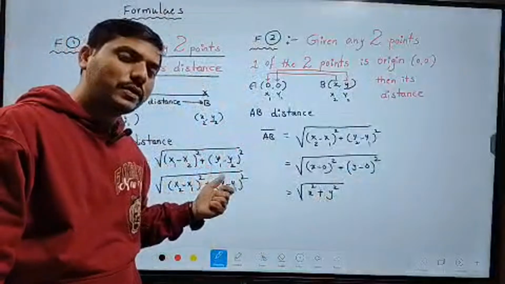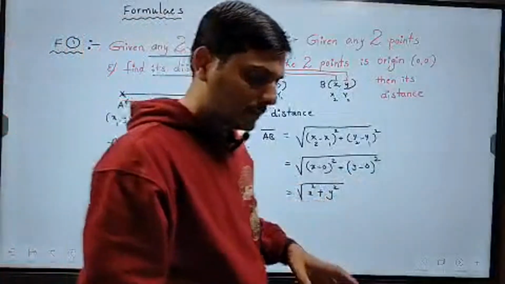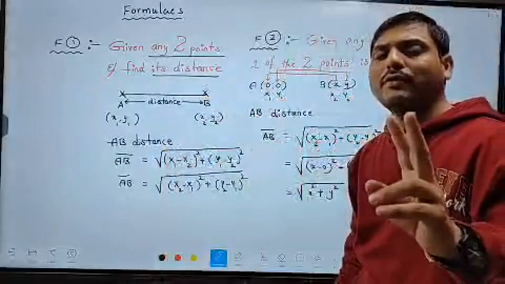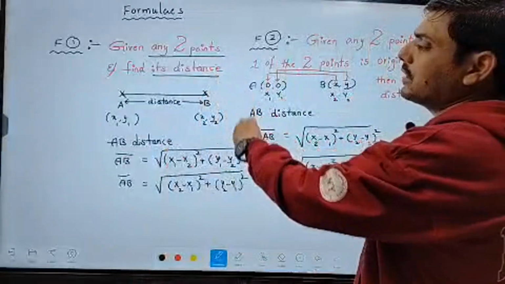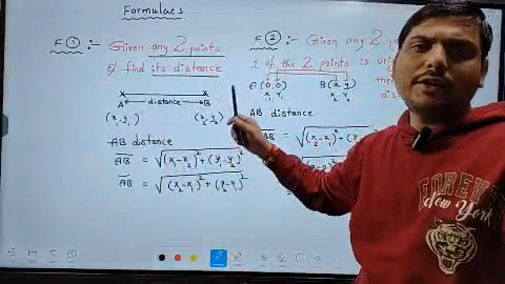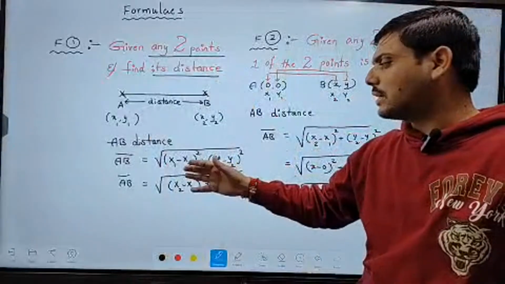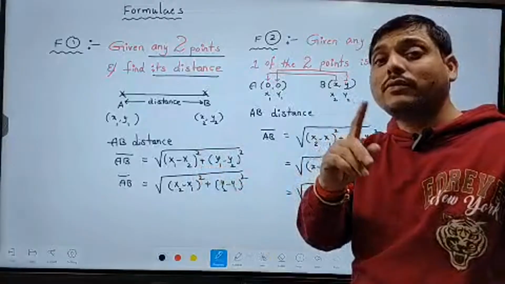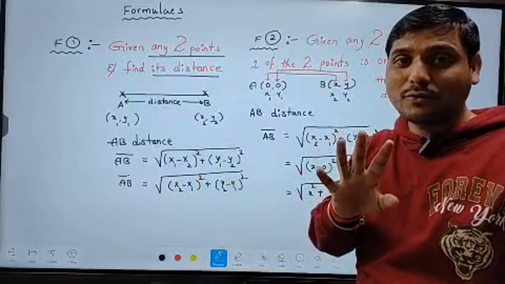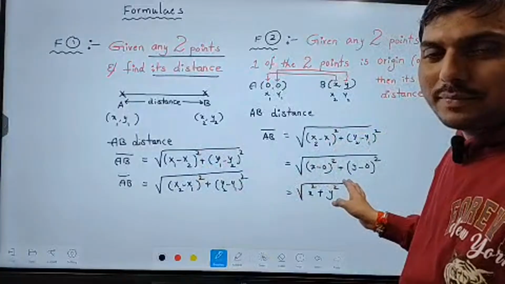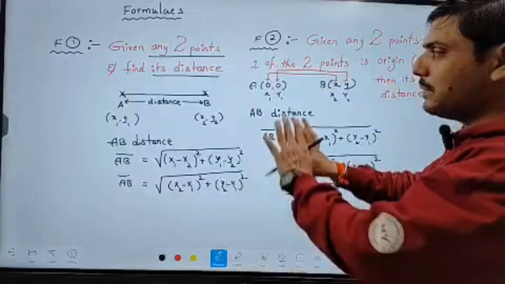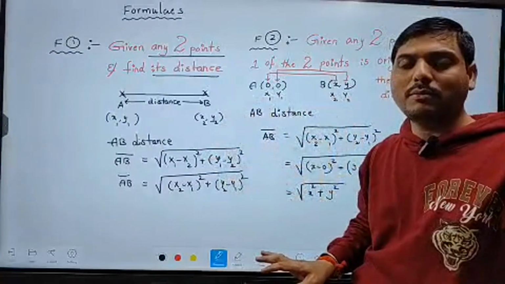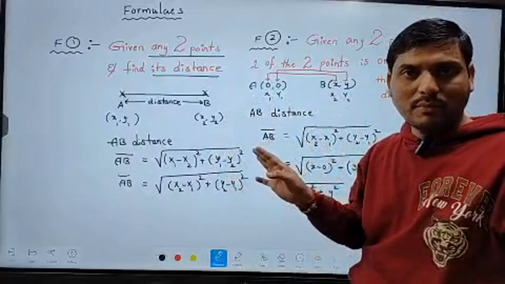Whenever it is used, the difference is: if you have any 2 points with values like 7, 10, 100, 25, you can use the lengthy formula. If in case one of the points is 0, 0 in the question, you directly use this formula. Are you understood, students? Once again I repeat this concept, formula number 1 and formula number 2. Formula number 2 depends on formula number 1.